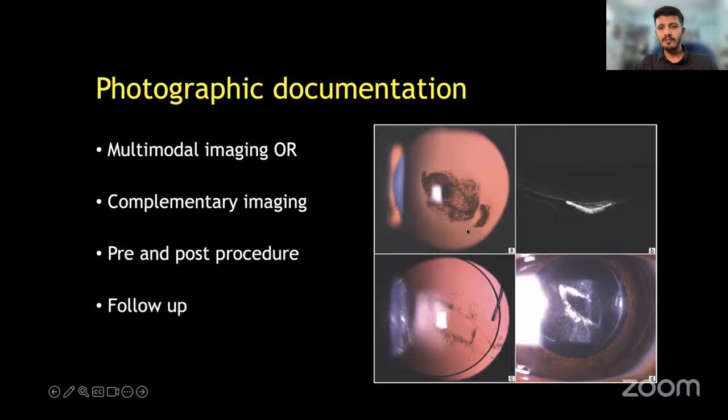So this is an example. This was a case of a posterior polar cataract with a pre-existing PC dehiscence. These 3 were slit lamp photographs, and this was an ASOCT image. This shows the PC dehiscence, which confirms the pre-existing posterior capsule dehiscence. And these 2 images were taken after the phacoemulsification. So these 4 images actually complete the story of that particular case.